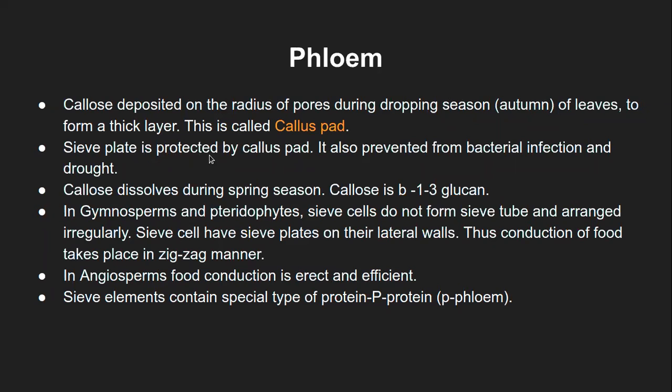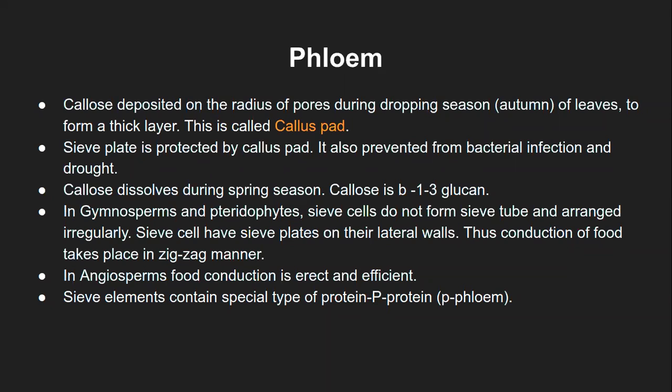Now what is the function of this callose pad? The sieve plate is actually protected by the callose pad. How? By preventing bacterial infections and drought. Whenever there is a drought, less water, in each of the sieve tubes the water will be stored. It's like, let's say you have attached a pipe to the tap, and then you close the tap and take out the pipe. The pipe has a certain amount of water, right? If you are not draining it out completely, the pipe will always have a certain amount of water, and that is how the sieve plate will help protect the plant from the drought.